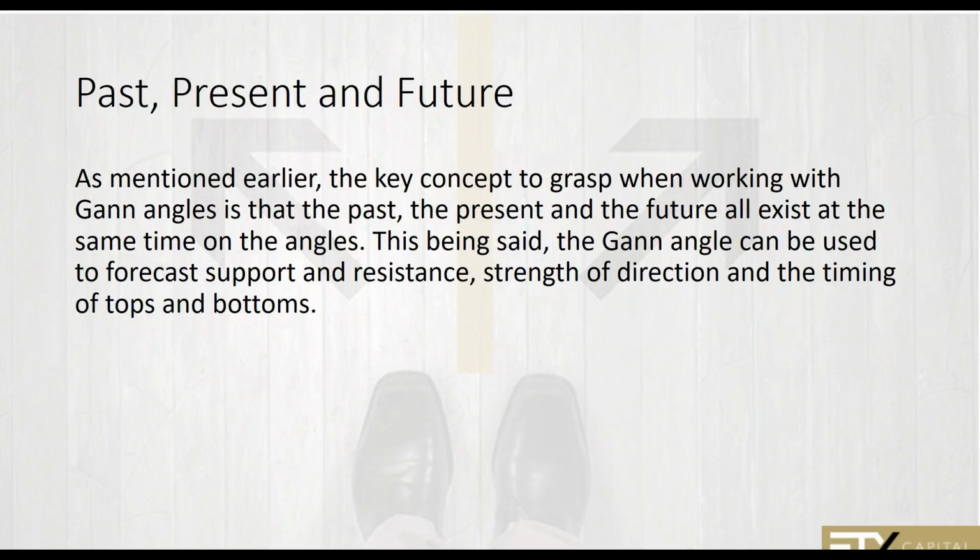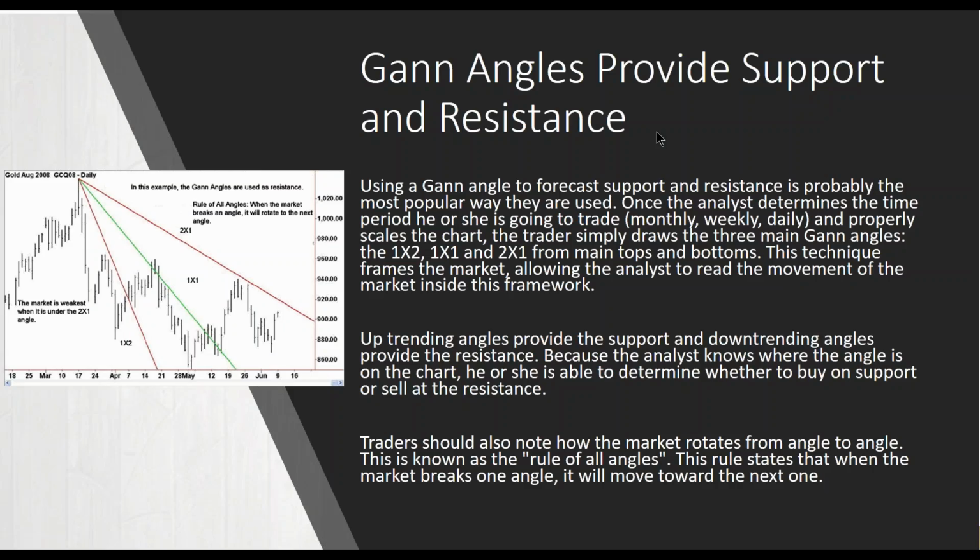Okay. As mentioned earlier, the key concept to grasp when working with Gann angles is that the past, the present, and the future all exist at the same time on the angle. That being said, a Gann angle can be used to forecast support and resistance, strength and direction, and the timing of tops and bottoms. Now, using a Gann angle to forecast support and resistance is probably the most popular way they are used.